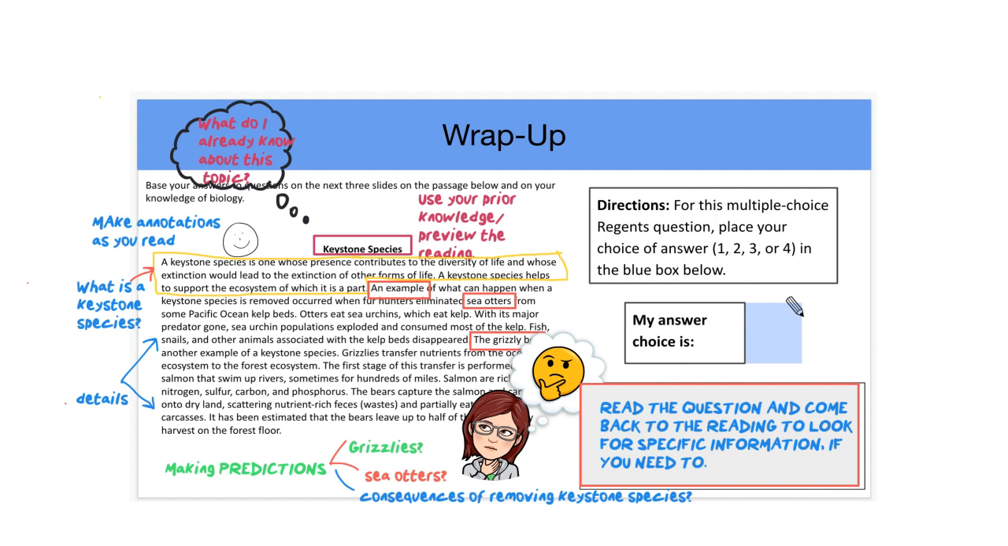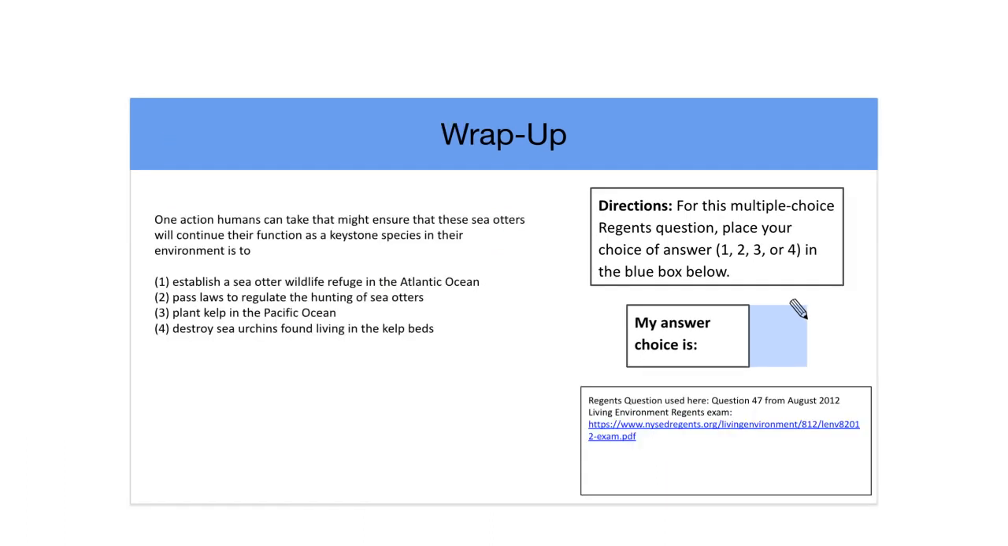And now let's look at the questions together. One action that humans can take that might ensure that these sea otters will continue their function as a keystone species in their environment is to: read the options, pause this video, and then come back to it. That's right. The right option is 2. Remember that the reading specified that sea otters were removed from the Pacific kelp beds due to the activity of fur hunters. And that's correct. We need to pass laws to regulate the hunting of sea otters. Let's go see the next question.